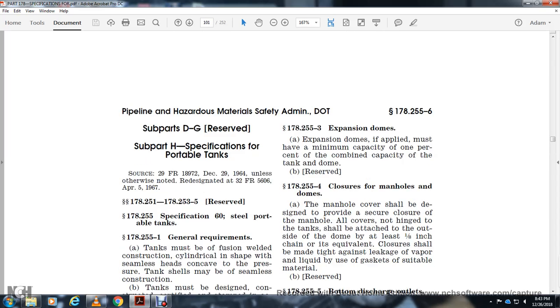Subparts D and G reserved. Subpart H, specification portable tanks, and that will conclude tonight's reading.